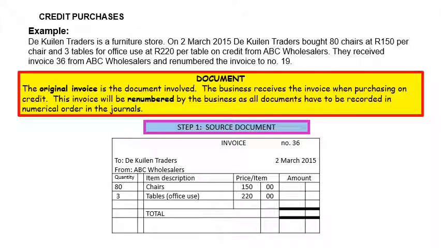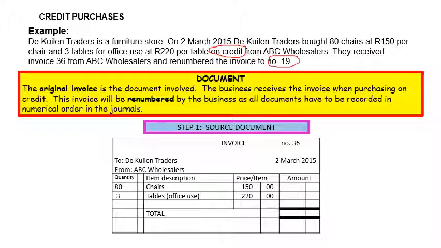So there's an example exercise that tells us that the current traders is a furniture store. On the 2nd of March, we bought 80 chairs at 150 Rand per chair and 3 tables for office use at 220 Rand per table on credit from ABC wholesalers. Important to see that this is on credit, which means that we now need to receive an invoice. It tells us that we received invoice 36 from ABC wholesalers and renumbered it to number 19.